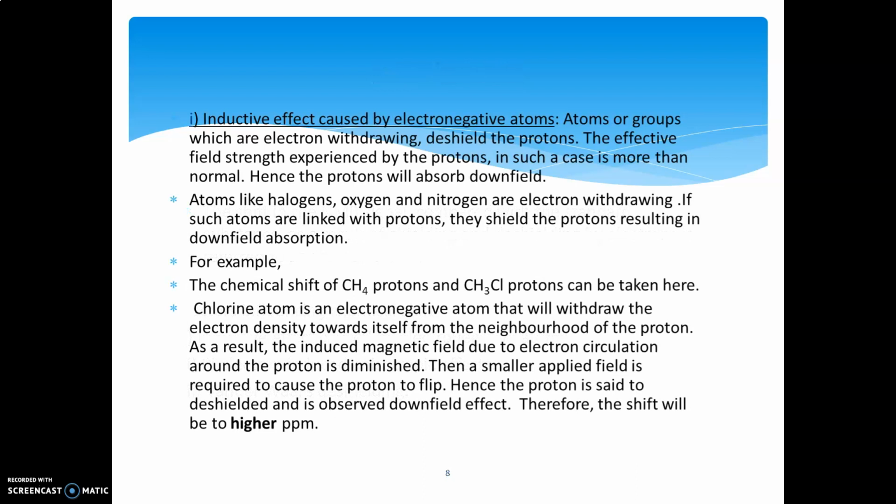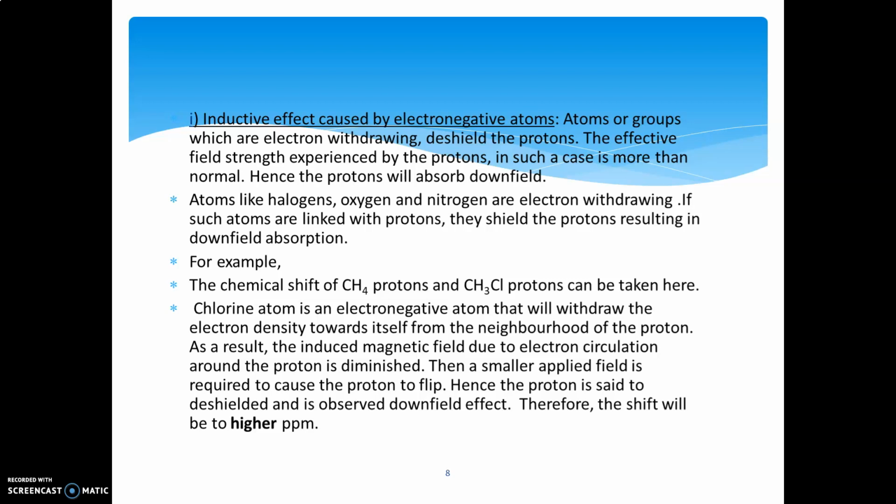First one is inductive effect caused by electronegative atoms. Atoms or groups which are electron withdrawing deshield the protons. The effective field strength experienced by the protons in such a case is more than normal. Hence, the proton will absorb downfield. Atoms like halogens, oxygen, nitrogen are electron withdrawing. If such atoms are linked with protons, they deshield the proton, resulting in downfield absorption.